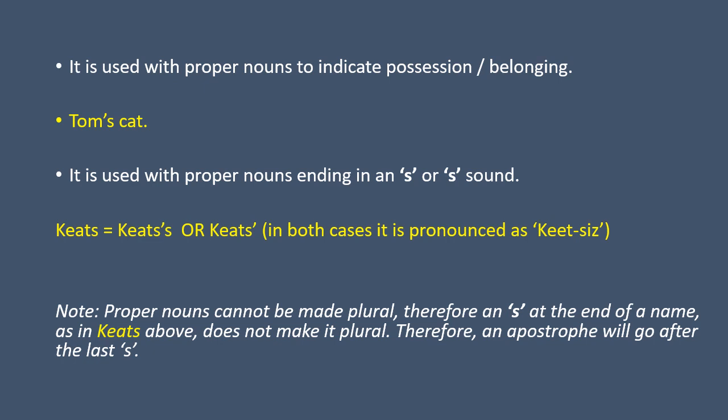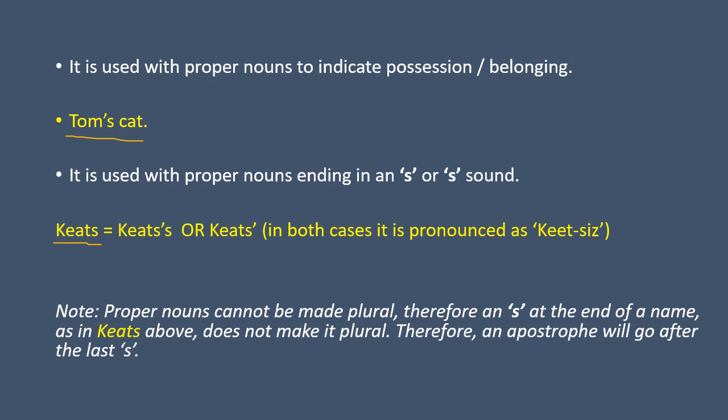Next, it is used with proper nouns to indicate possession or belonging. For example, Tom's cat. Okay, so here Tom's cat, the cat that belongs to Tom. It is used with proper nouns ending in an s or s sound. Now be careful about words that have singulars and plurals, for example, girls and boys, and nouns which have an s at the end, for example, Keats, but this is not a plural. Obviously this is just a name of a person. So how do we do that?